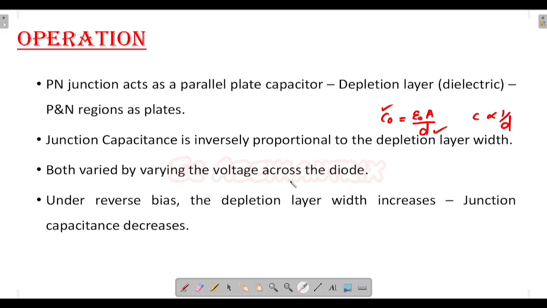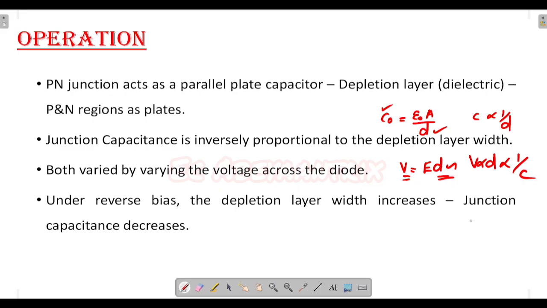Okay, so if the voltage across the diode is varied, then obviously the junction capacitance will also be varied, because V is directly proportional to D, because V equal to E into D. So according to the formula, V equal to E into D, as V is increased, D is also increased, right? And as a result, the capacitance varies. So V is proportional to D and C is inversely proportional to D. So V is directly proportional to D, which is inversely proportional to C, right?